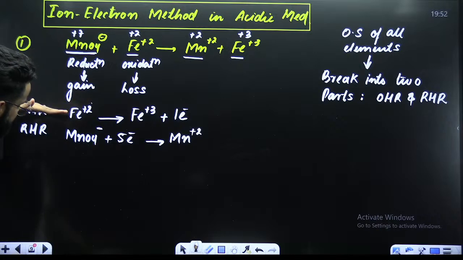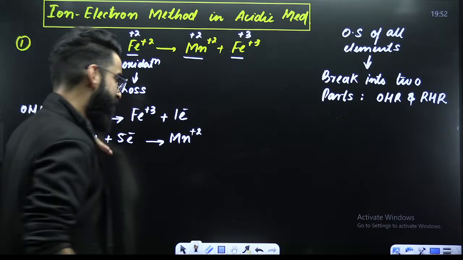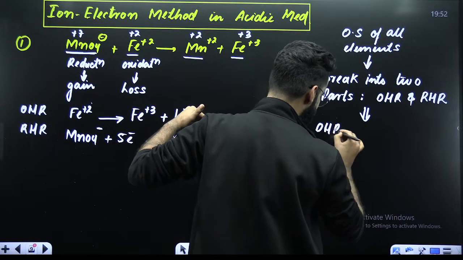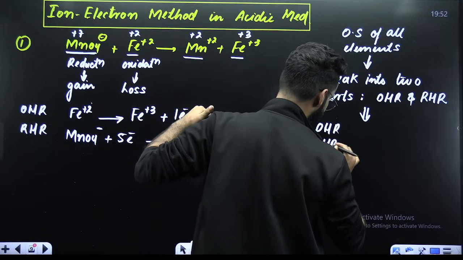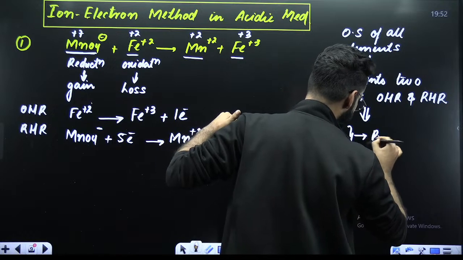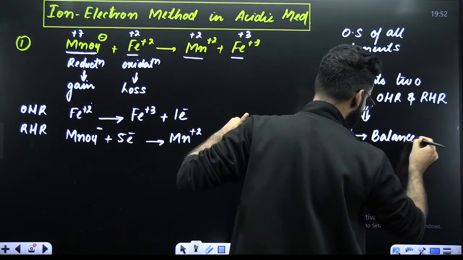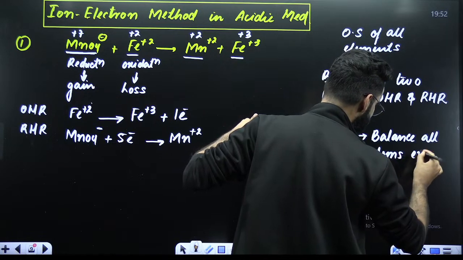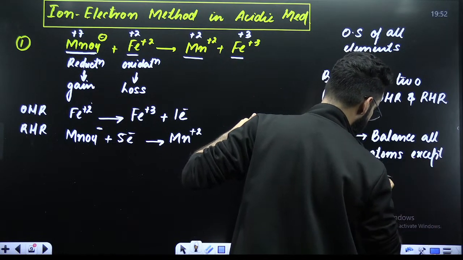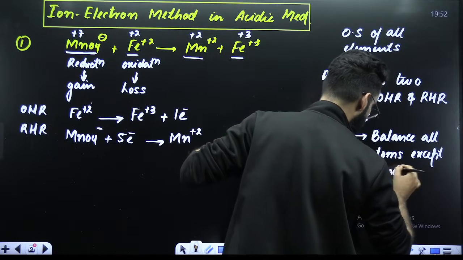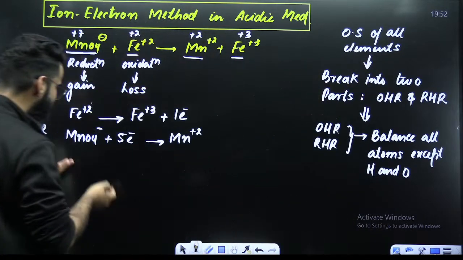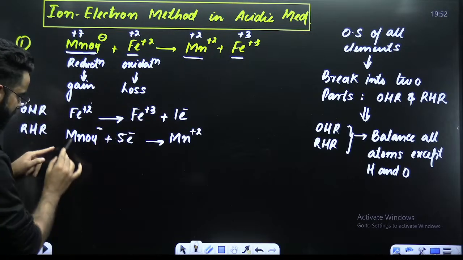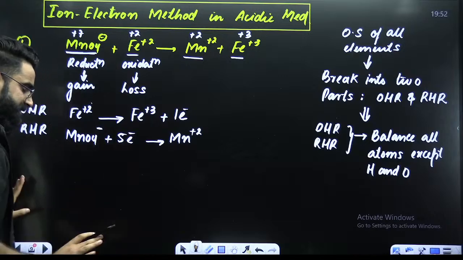Perfect, right? Now, my dear students, try to understand one thing very properly. I got the oxidation half reaction, I got the reduction half reaction. Now, in these half reactions, balance all the atoms except hydrogen and oxygen. In the oxidation half reaction, there is 1 iron here, 1 iron here, balanced. In the reduction half reaction, 1 manganese here, 1 manganese here, balanced, right?